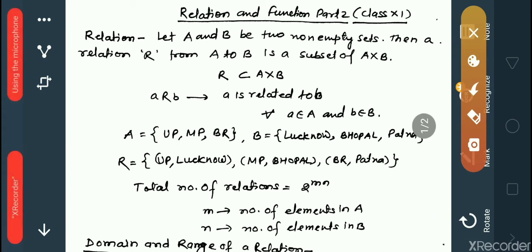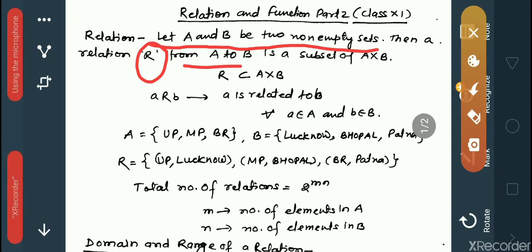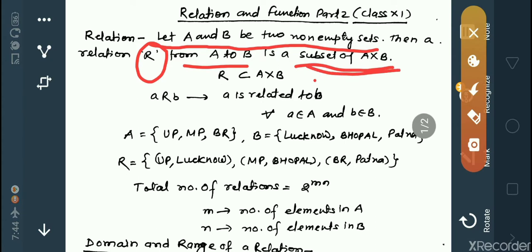So let's define relation. If there are two sets A and B which are non-empty, then a relation R, where R stands for relation, from A to B is a subset of A cross B. It means mathematically we can write R is a subset of A cross B.